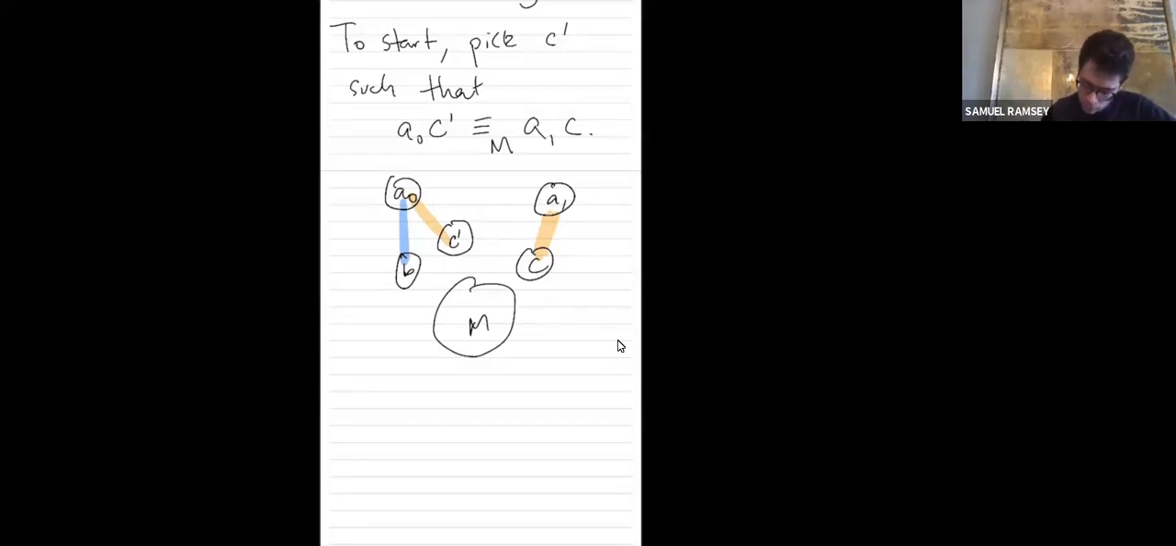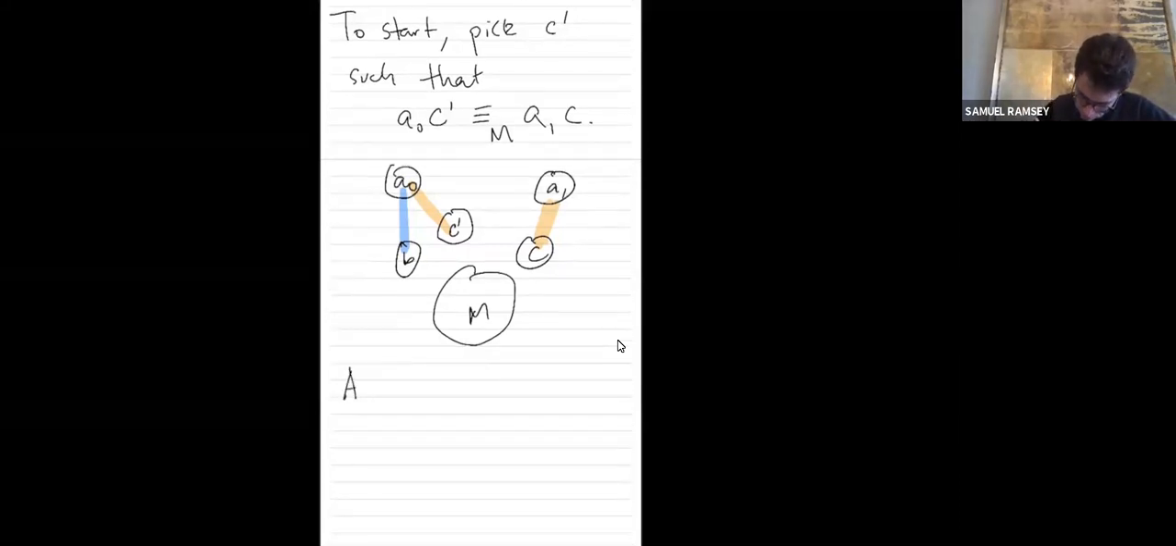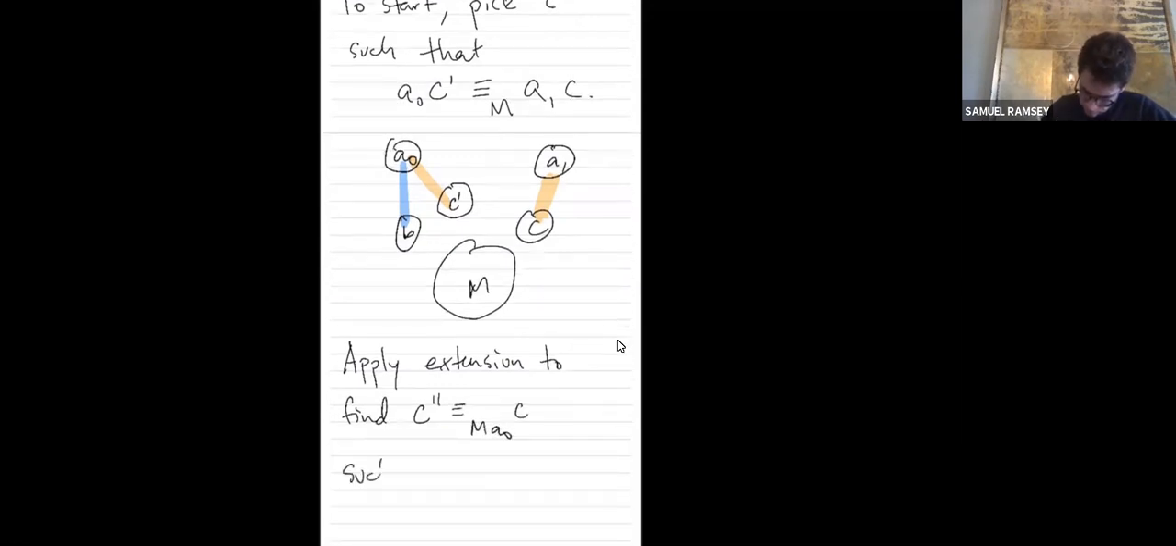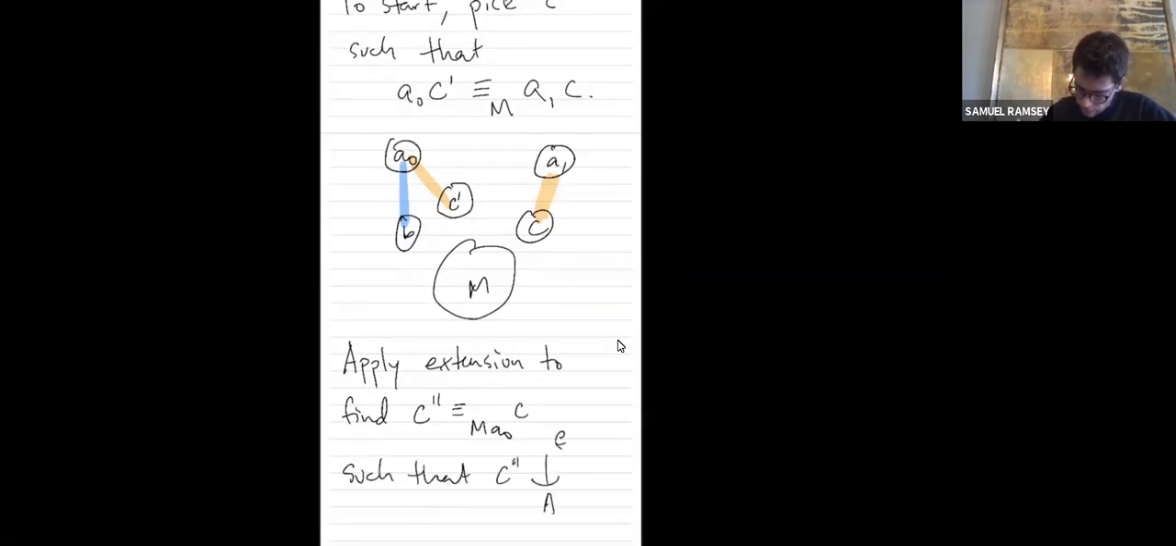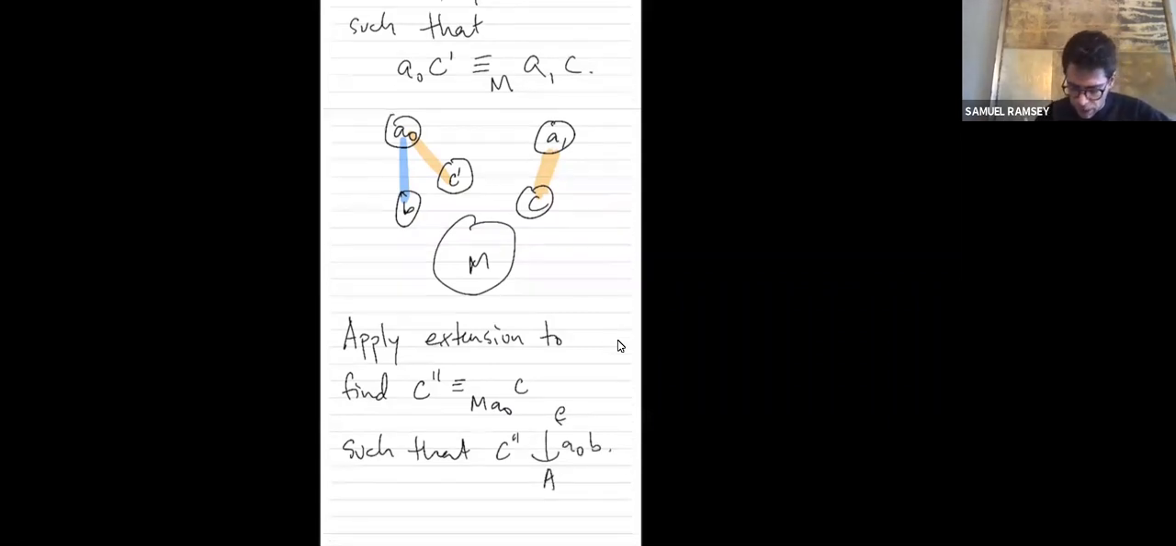And we can apply extension to find C double prime, which has the same type over MA0 as C, such that C double prime is independent not just with A0, but also with B. Okay, so let's ask ourselves why this is possible.